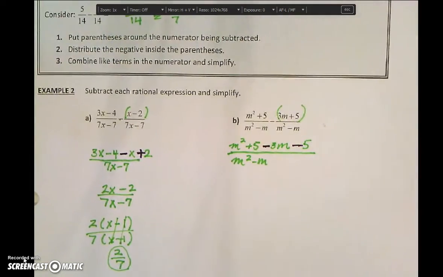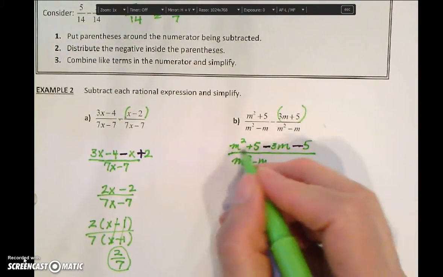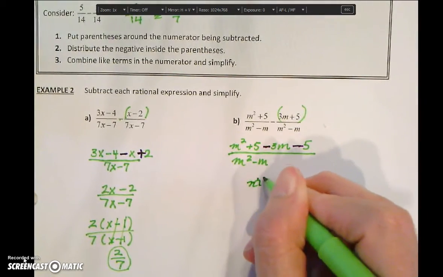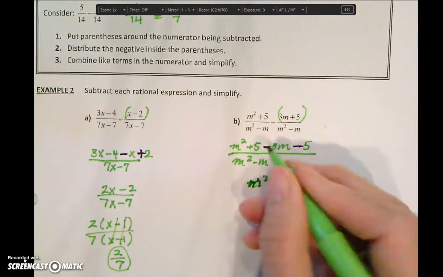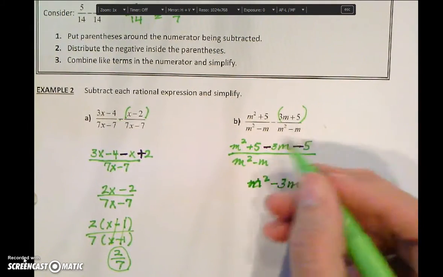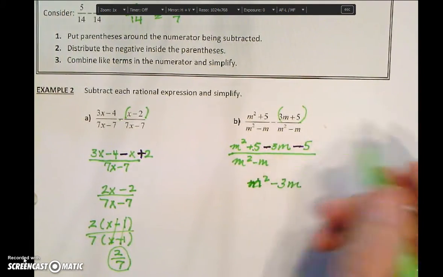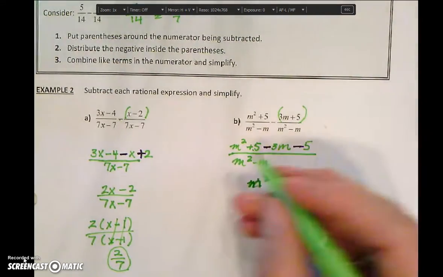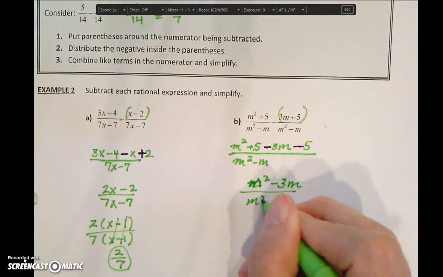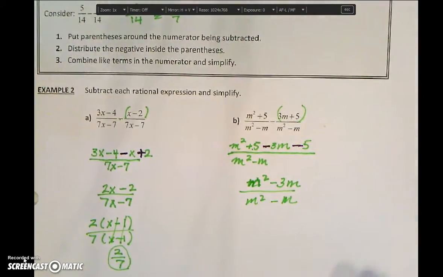So then once I do that, I combine. M squared doesn't have anything that is like it, so m squared. I have a minus 3m, so I'm going to put them in descending order, and then I have a positive 5 and a negative 5, which is 0. So m squared minus 3m over m squared minus m.